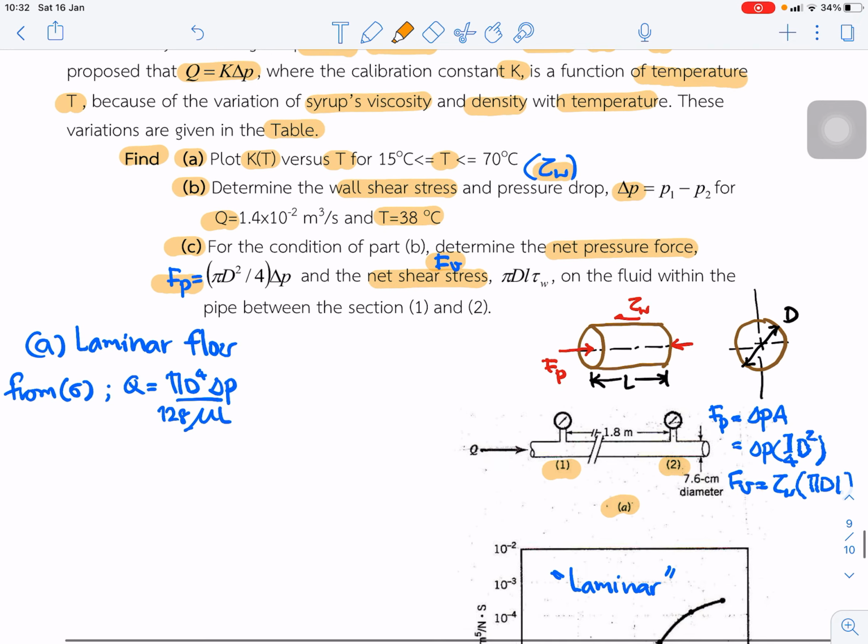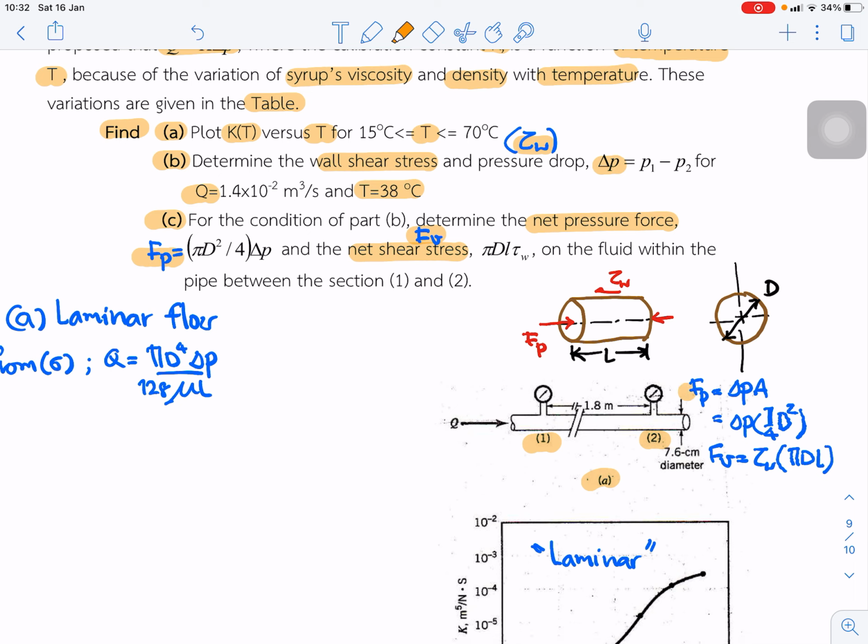For the pressure force, FP comes from the pressure difference between the two sections times the area. That is the equation for FP. FV is the viscous force, or shear force. It comes from the wall shear stress times the circular area around the cylinder, which is 2 pi R L, on the circular surface of the cylinder.